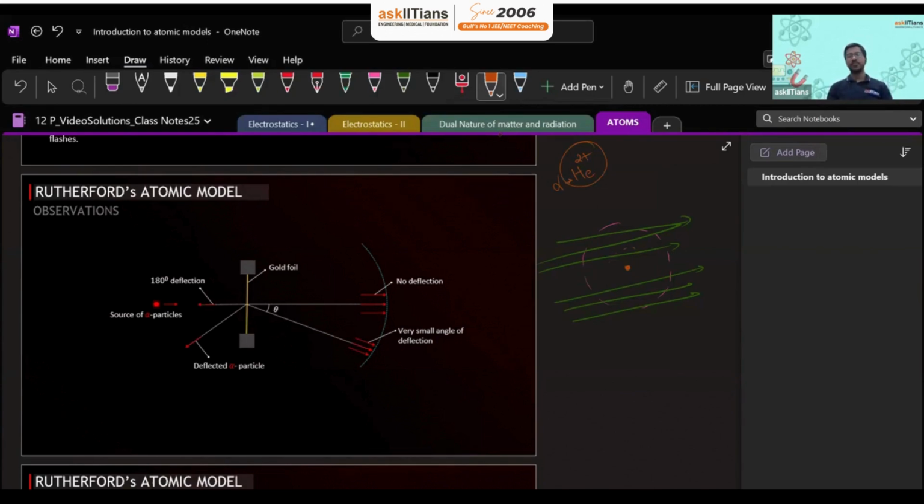So He2+, the alpha particle, can easily pass through because there is nothing to obstruct them. That means the mass inside the atom is concentrated in a very small space. So that is the reason. Almost all of the mass is concentrated in this very small space.